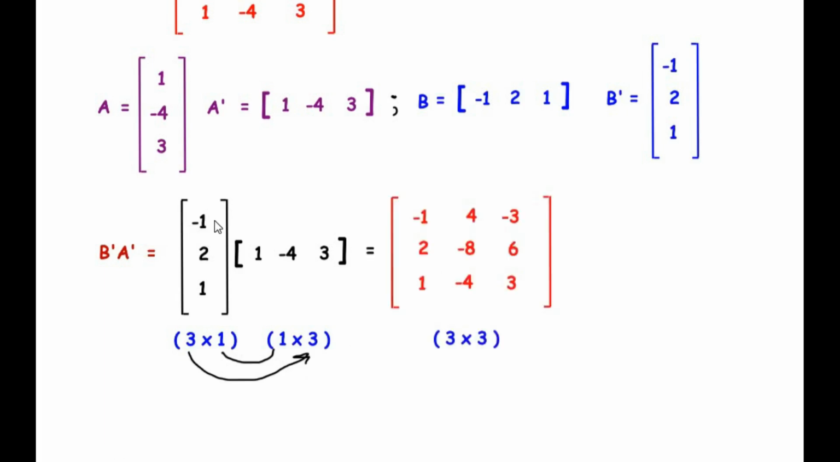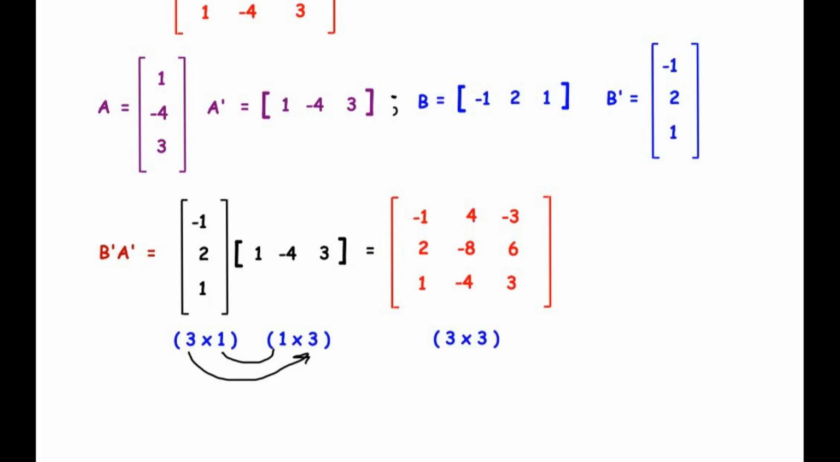So here again the first row element multiplies with each and every element of the second matrix. Minus 1 times 1 is minus 1. Minus 1 times minus 4 is 4. Minus 1 times 3 is minus 3. 2 times 1 is 2. 2 times negative 4 is negative 8. 2 times 3 is 6. 1 times 1 is 1. 1 times negative 4 is negative 4, and 1 times 3 is 3.